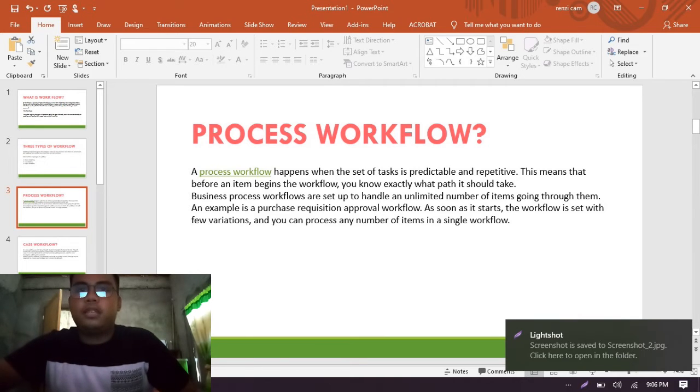An example is a purchase requesting approval workflow. As soon as it starts, the workflow sets a few variations and can process any number of items in a single workflow. So basically guys, it is the same as the Shopee example I gave earlier. The workflow will be ruined if one of the steps of that workflow is not working.